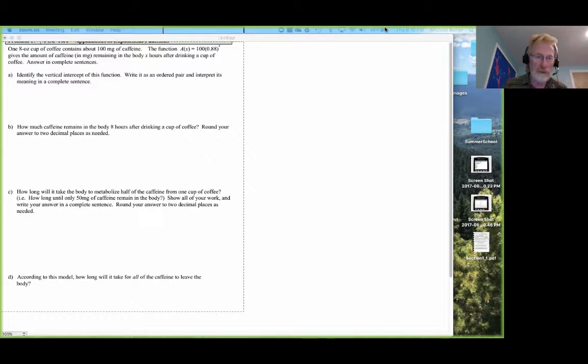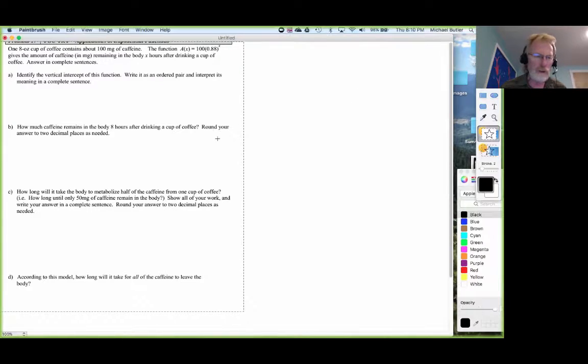Okay, so an 8-ounce cup of coffee has 100 milligrams of caffeine. The function A of x equals 100 times 0.88 to the x gives the amount of caffeine in milligrams in the body x hours after drinking a cup of coffee. Answer in complete sentences. Identify the vertical intercept of this function, write it as an ordered pair, and interpret its meaning in this sentence. Okay, so the vertical intercept means you just finished the 100 milligrams of coffee. So that's times 0.